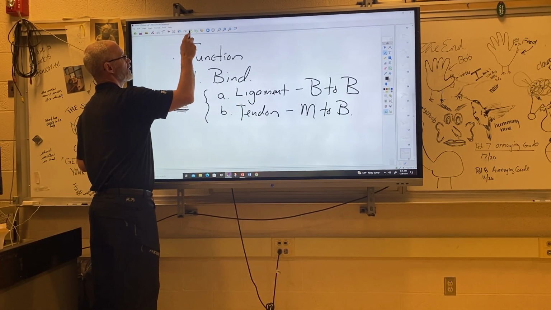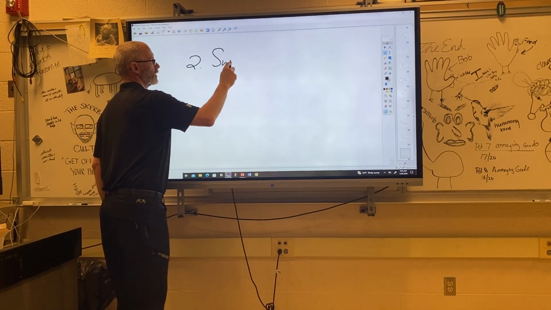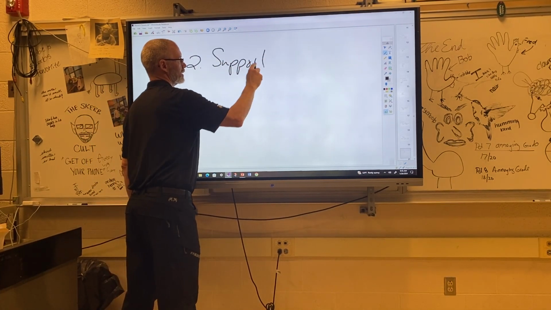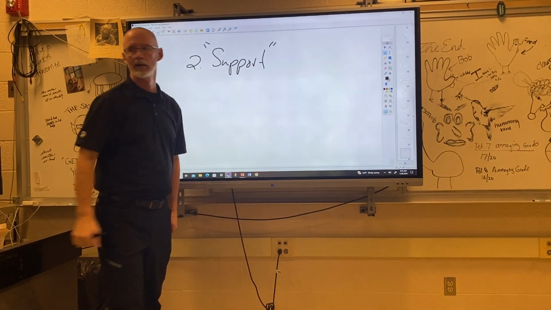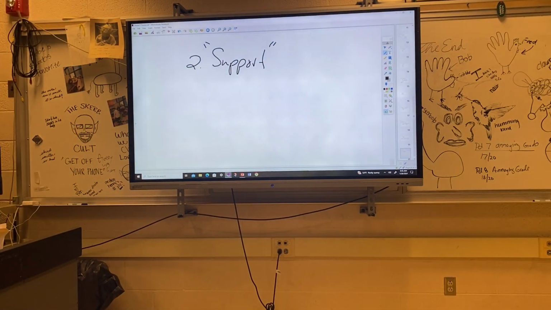Now let's go with two, support. Put quotes around this one because when a connective tissue doesn't fit into the other functional categories, where do we put it? In support. Under the support function, right?